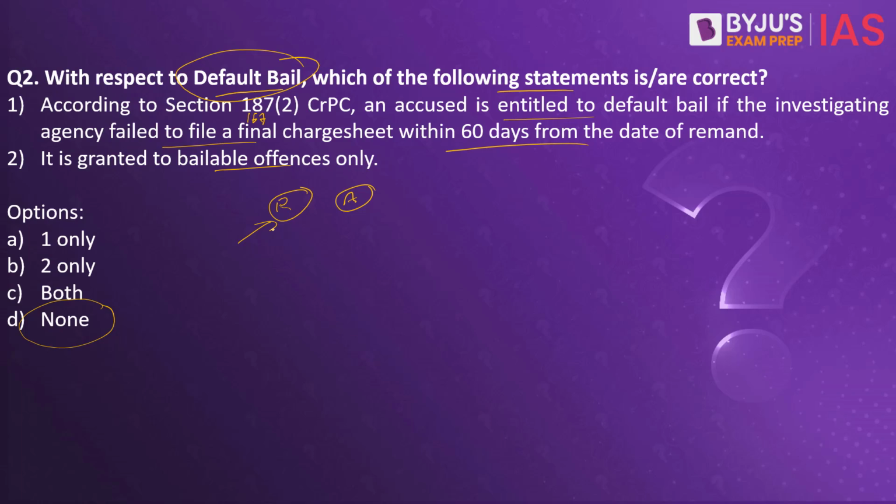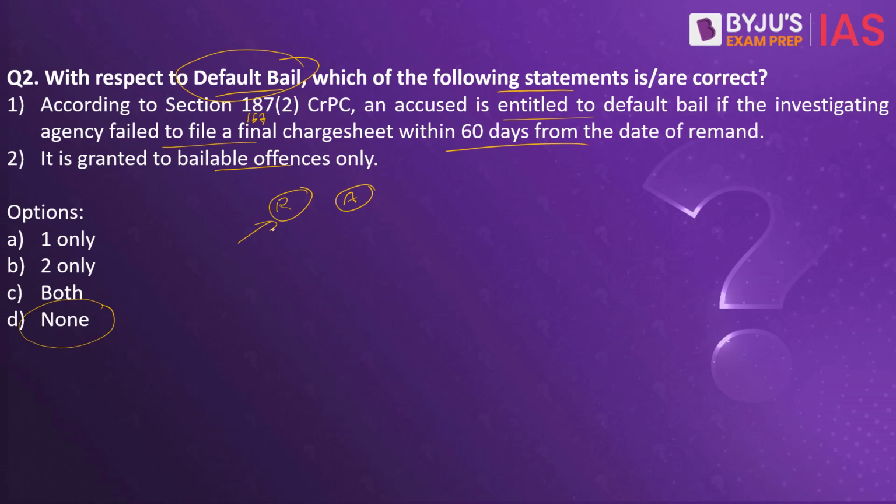What happens in default bail? In default bail, the police officers will have to file a charge sheet. They have to investigate that particular crime and give a charge sheet within 60 or 90 days. And in special laws like NDPS and UAPA, it may also be extended.